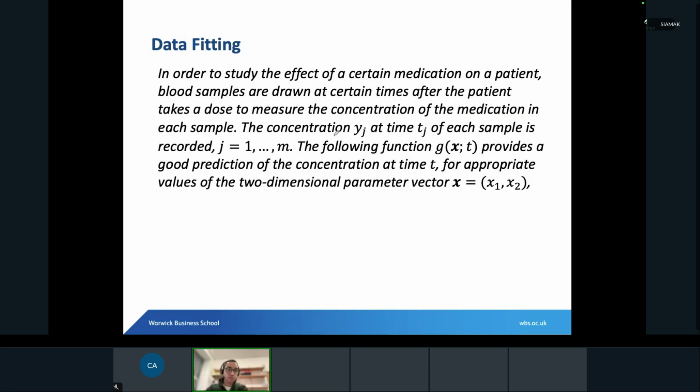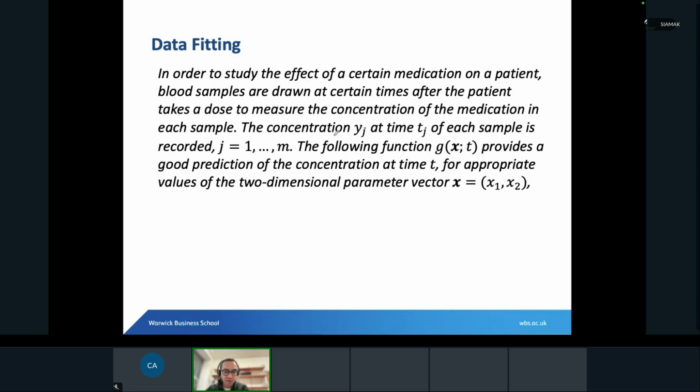For example, let's say the problem is this, the observations that we have. In order to study the effect of a certain medication on a patient, blood samples are drawn at certain times after the patient takes a dose of this med to measure the concentration of the medication in each sample in the blood. The concentration is Yj at time Tj of each sample is recorded, and J can be from 1 to M, so M different samples that we have. The following function, G of X and T, provides a good prediction of the concentration at time T for appropriate values of the two-dimensional parameter vector of X1 and X2.